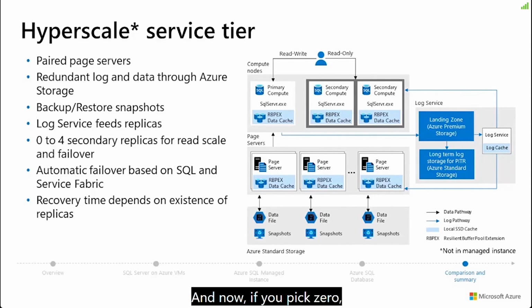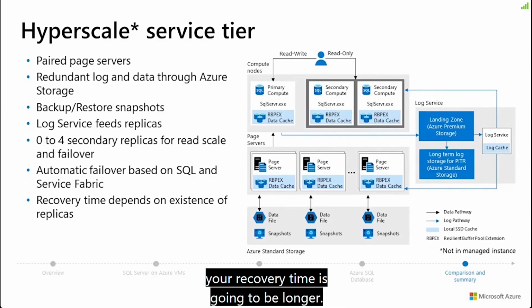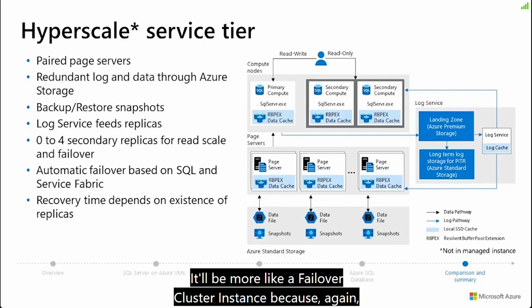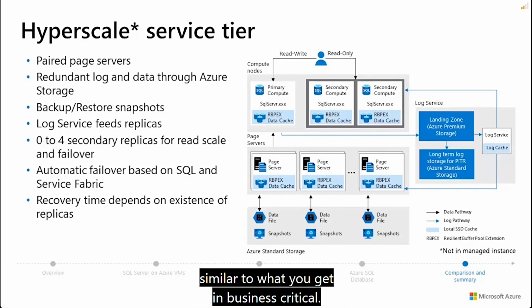Now if you pick 0, your recovery time is going to be longer. It'll be more like a failover cluster instance because, again, we're going to have to look for spare capacity and spin that up. But if you have 1 to 2 to 3 to 4 replicas, your recovery can be more similar to what you get in business critical.